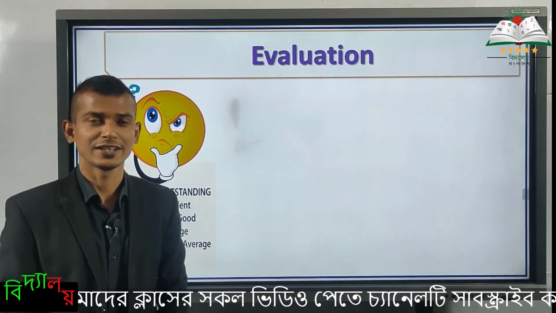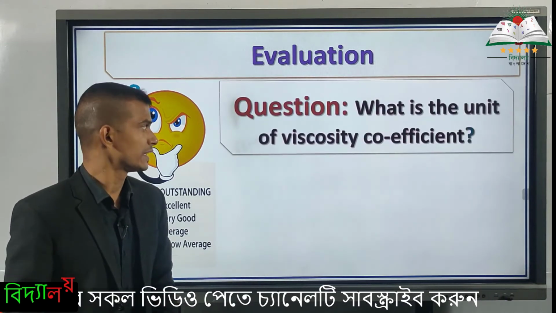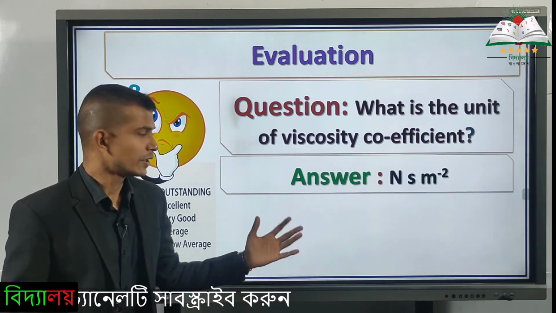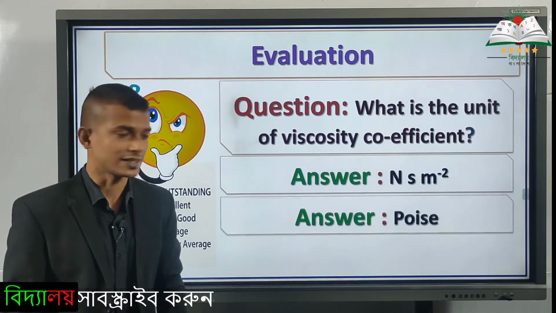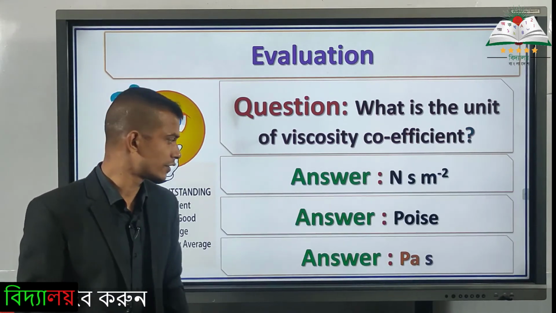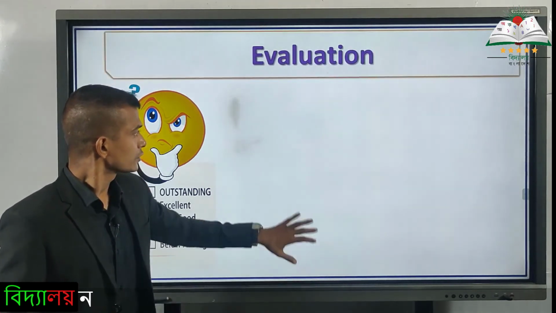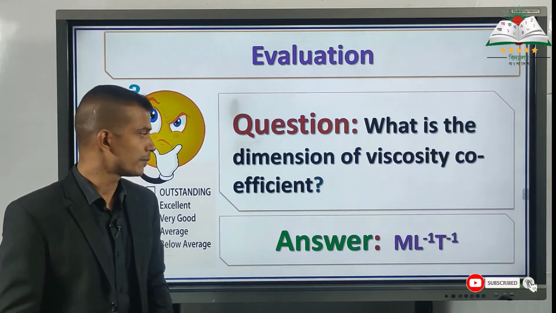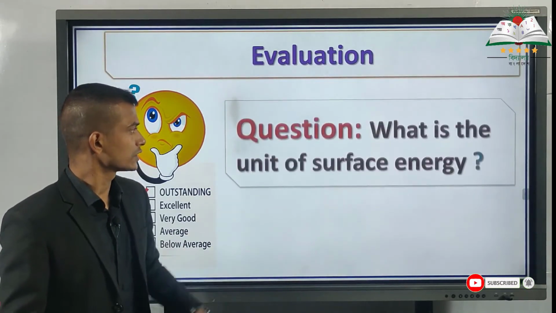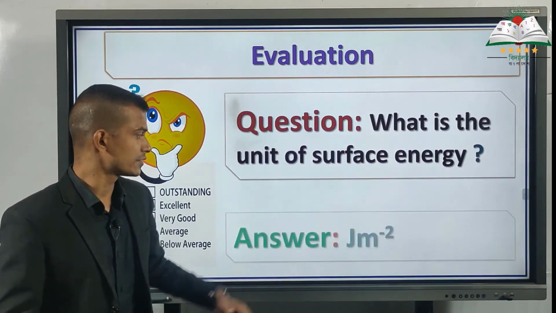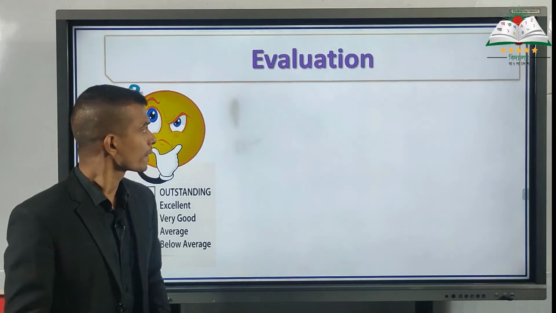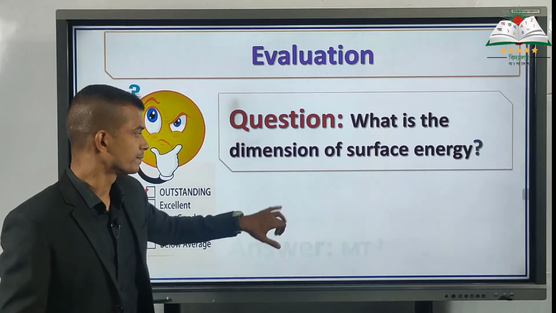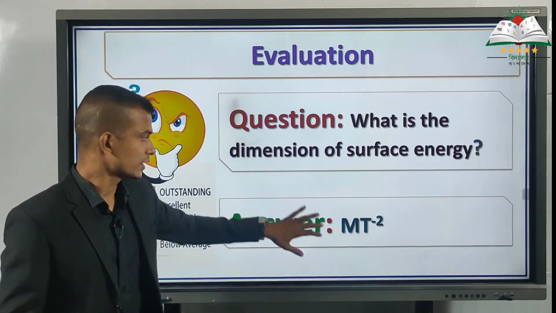Now, this is time for evaluation. The first one is, what is the unit of viscosity coefficient? I think you will be able to answer. One of them is Newton second per meter square, the other one is Pascal second, and the third one is Poise. These three are very, very important. The next question is, what is the dimension of viscosity coefficient? If you can recall, it's M L inverse 1, T inverse 1. The next question is, what is the unit of surface energy? You can write it as joule per meter square. Now, what is the dimension of surface energy? It's MT inverse 2.